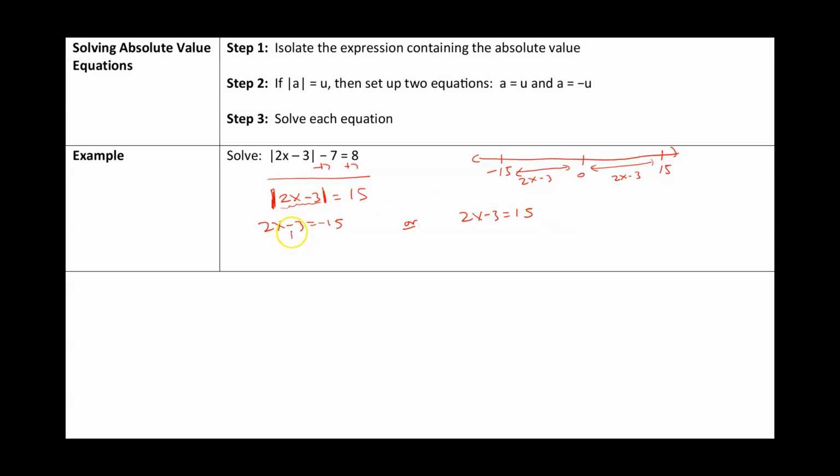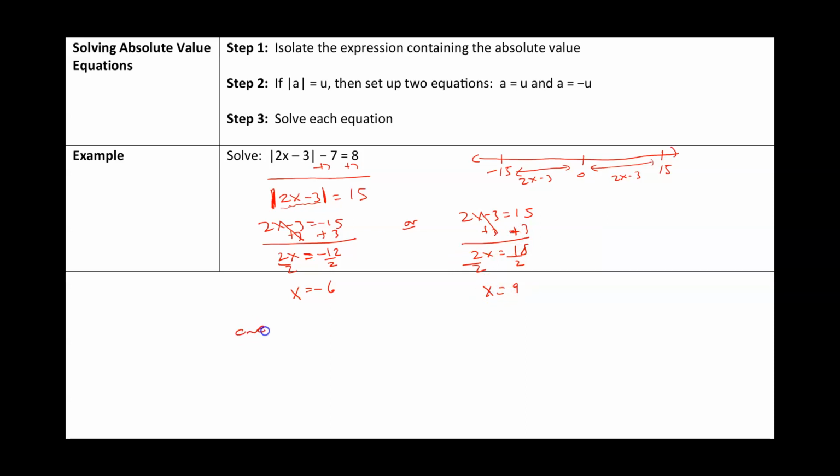So if we solve this, we are going to add 3 to both sides. We get 2x equals negative 12. And then we divide both sides by 2. So we get x equal to negative 6. If we add 3 to both sides, we have 2x equals 18. And if we divide both sides by 2, we get x equal to 9.